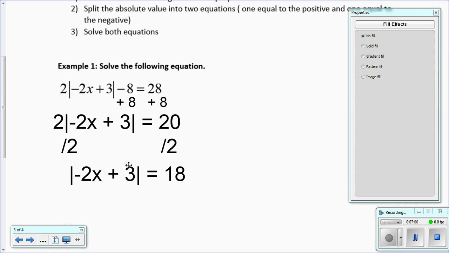That would be 18. Negative 2x plus 3, if I replace that with an 18, the absolute value of 18 is 18. It also could be negative 18. So I'm basically taking what's inside the absolute value and setting it equal to either positive 18 or negative 18.